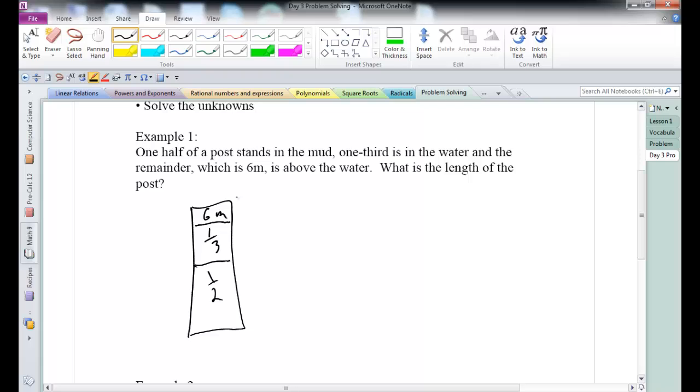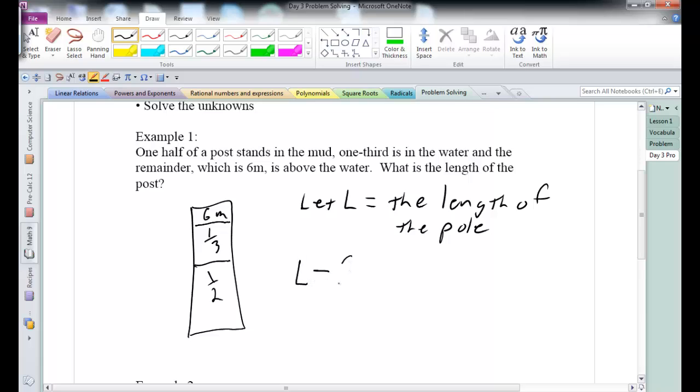I'm going to go with something like this. Let L equal the length of the pole. And you can see from the diagram, if we take L, the length of the pole, and we subtract 1/2 of L and 1/3 of L, we're going to be left with 6 meters. So now we've got a great equation in one variable that we can solve. We'll have to do a little fraction work here, but it should be no problem.